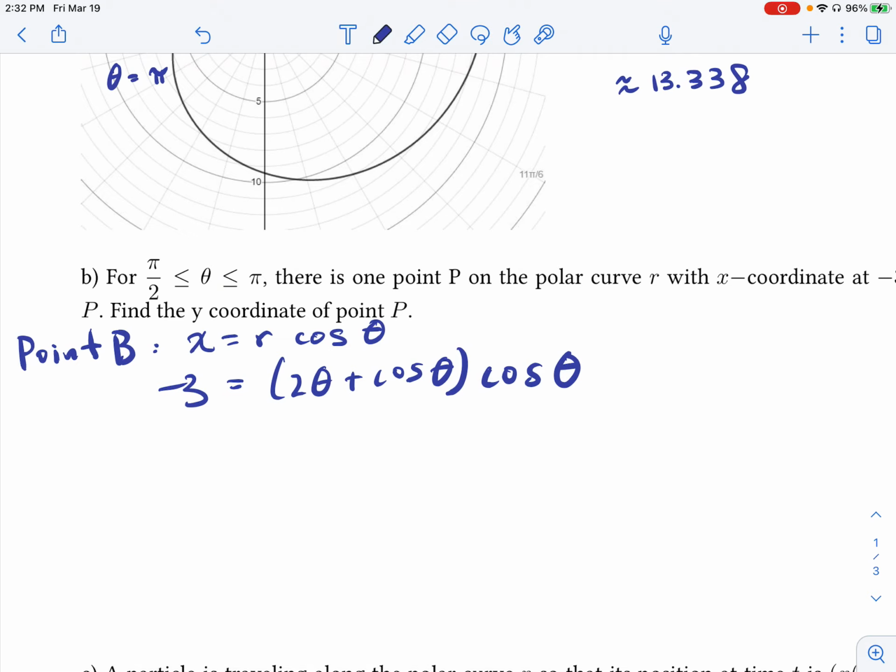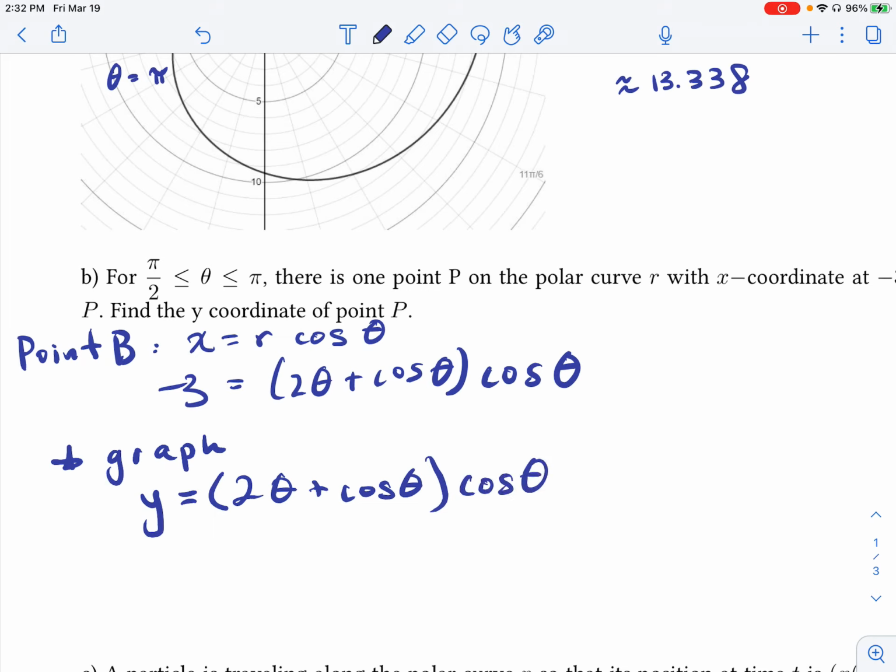Now, this is kind of challenging to do algebraically, although you can do it. For the sake of time, I'm going to find the value of theta in my calculator. In our graphing calculator, we're going to write this as a rectangular equation: 2 theta plus cosine theta, times cosine theta, that entire function, plus 3. What we're effectively doing is moving that -3 over to the other side. When we graph, we're going to see where it crosses the x-axis.